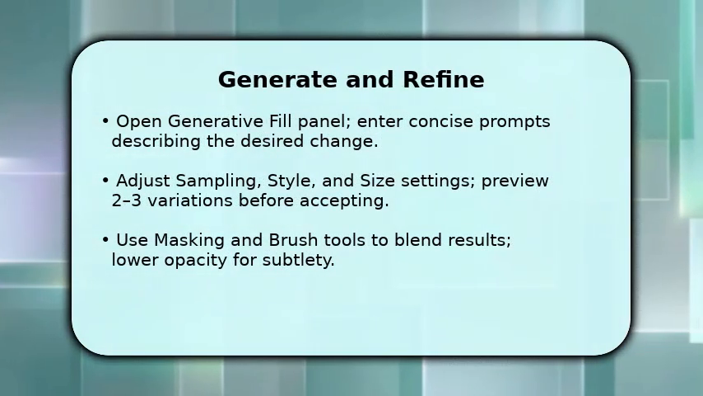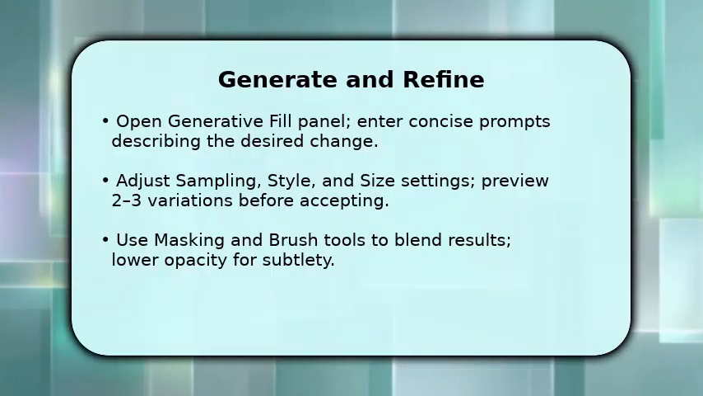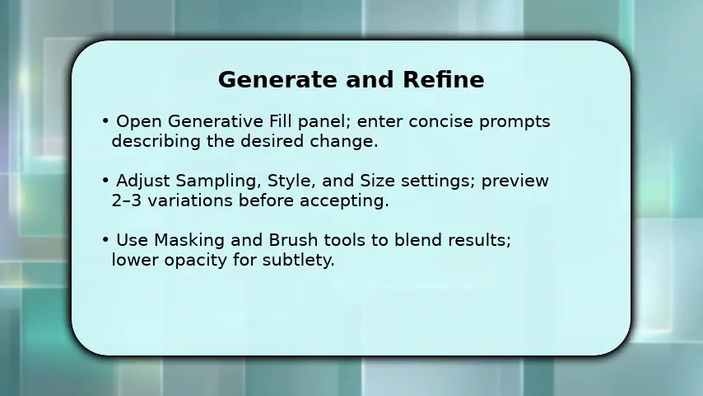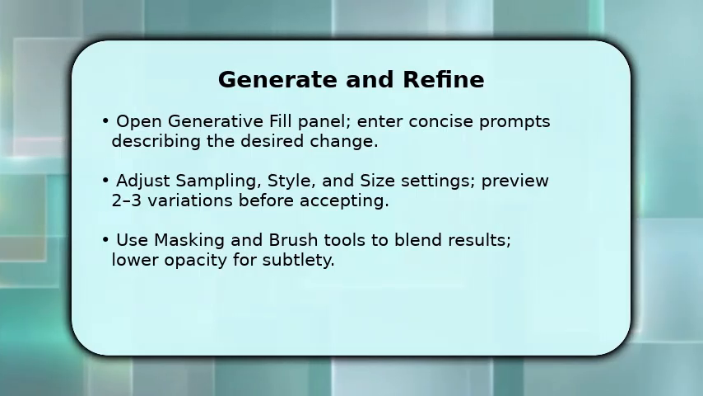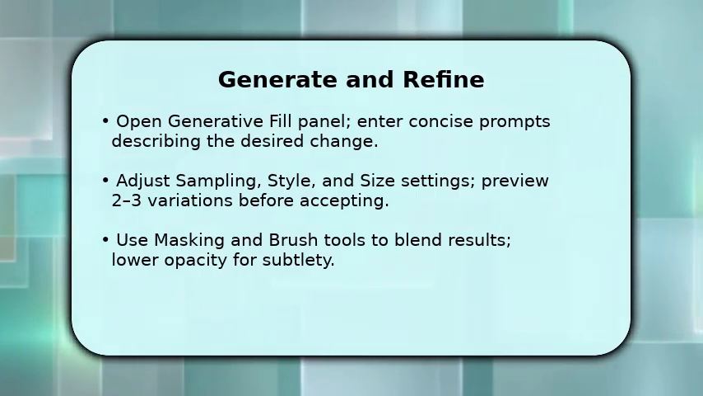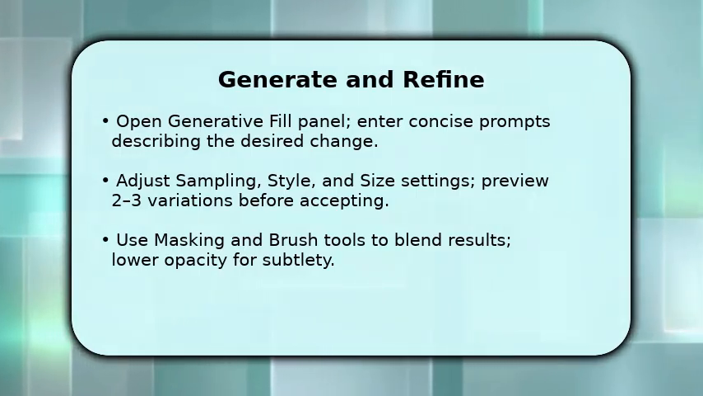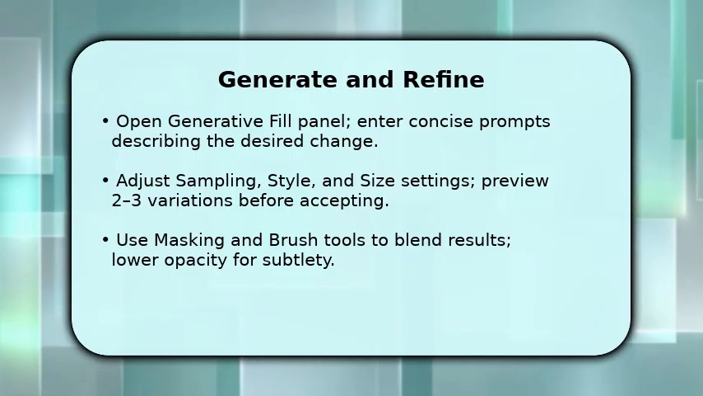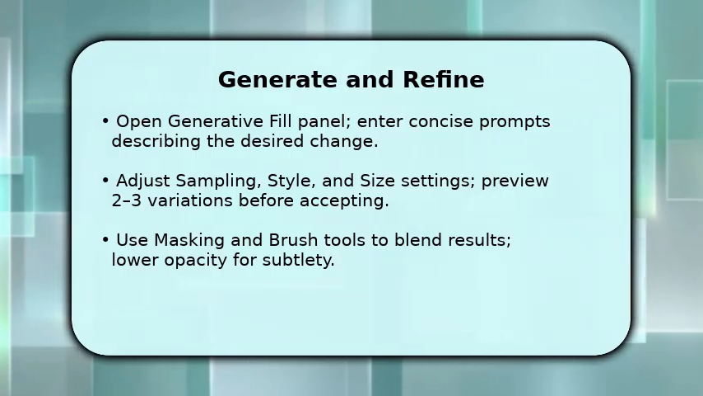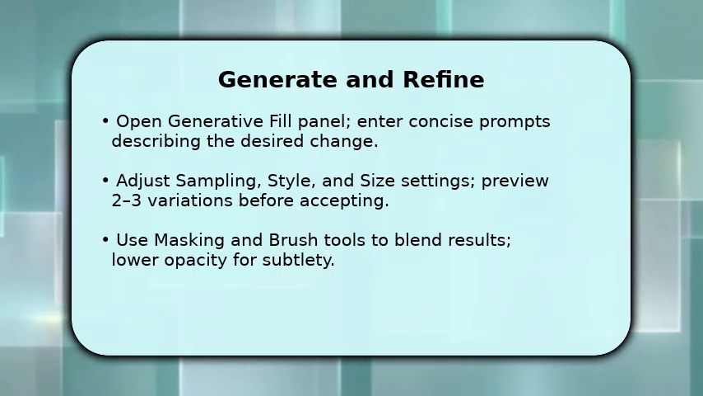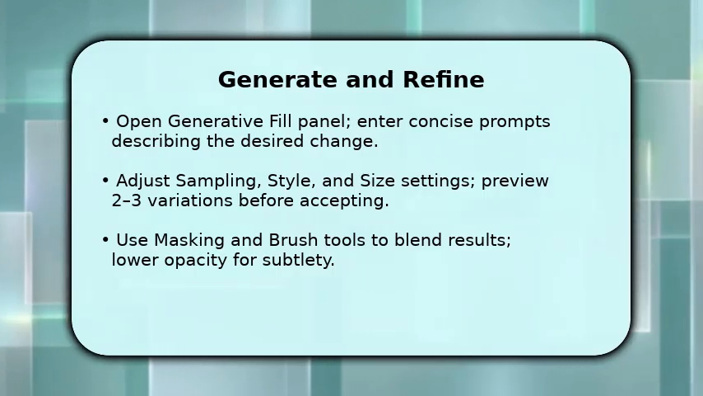You input a concise prompt into Generative Fill describing what you want, for example, sunset sky with warm orange tones, soft clouds. Then choose sampling and style that match your image, realistic or painterly, and generate 2 to 3 variations so you can compare.